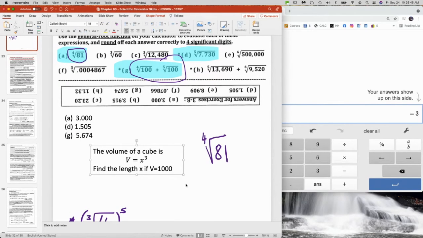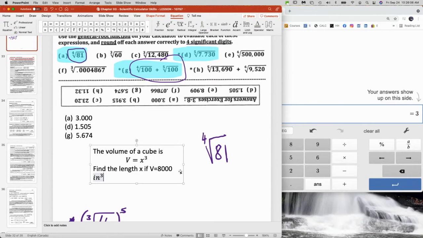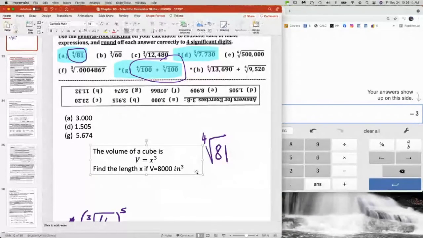I'll say 1,000. No, 1,000's too easy. What would be a good number here? 8,000 inches cubed. Again, this is not for a test, at least for your first test. It's just more for you to understand where you would want to use such a button. Yeah, the answer is 20.